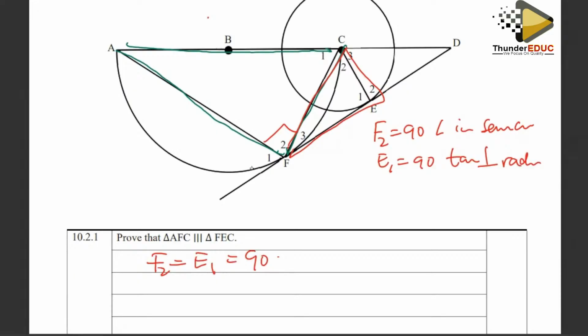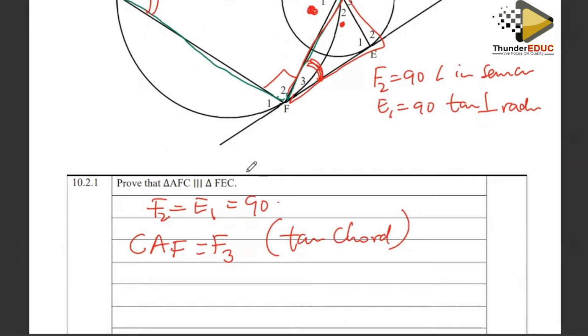Then 2, we can see that F3, this angle here, is the same as this angle here. So angle CAF is the same as F3. That is basically the tan-chord theorem. And automatically this C1 and C2 will be equal to each other. So C1 and C2 will be equal.